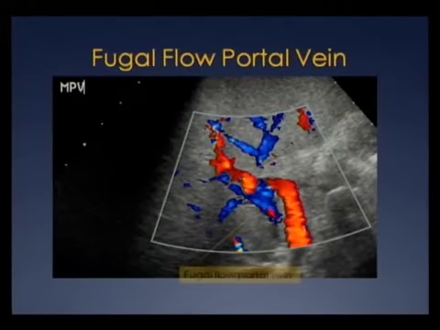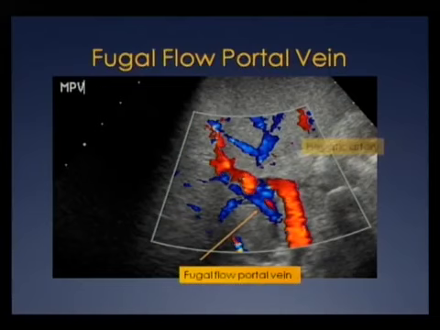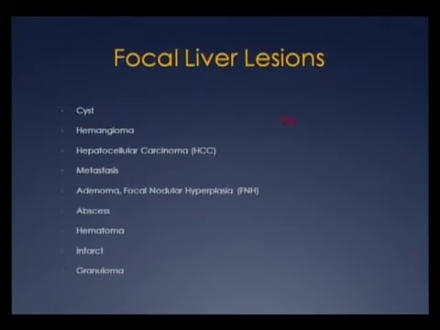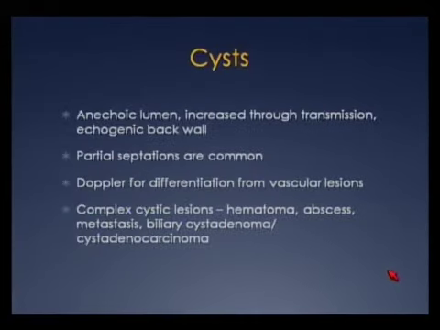In this patient, the blue actually represents fugal flow within the portal vein, and the red actually represents a dilated hepatic artery. So we have reverse flow in the portal vein from portal hypertension. We have many focal liver lesions we can review. We're going to review the most common.